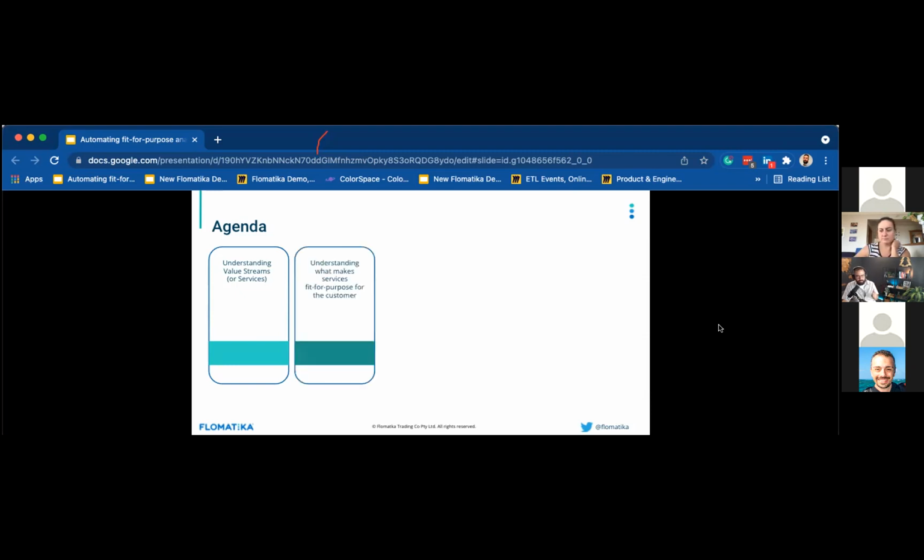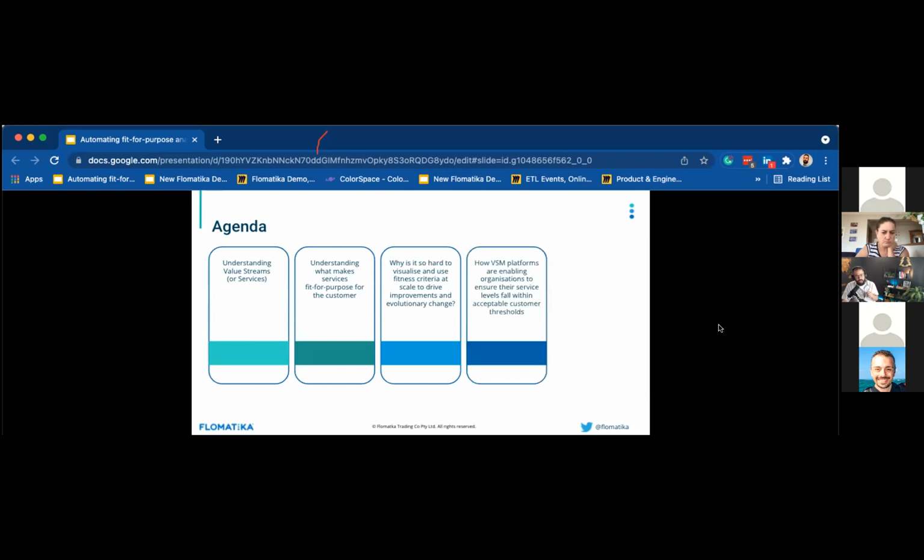All right, so today I think we're going to break the conversation into 4 blocks mainly: understanding value streams or services, understanding what makes services fit for purpose for the customers, why it is so hard to visualize and use fitness criteria at scale to drive improvements and evolutionary change, and then how value stream management platforms are enabling organizations to ensure their service level falls within acceptable customer thresholds. And then we do a bit of Q&A. So that's the structure of the conversation today.